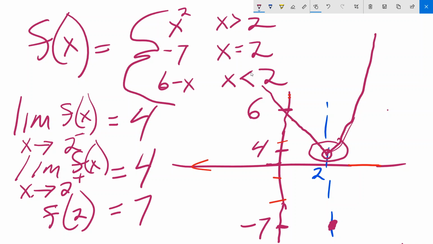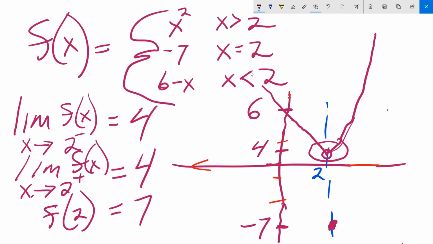Therefore, mathematically, this is not continuous at the point x equals 2. We can see that basically. Look at it: I can't draw this function without picking up my pencil.